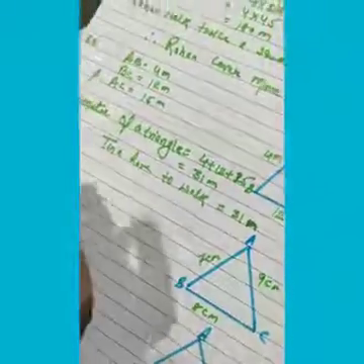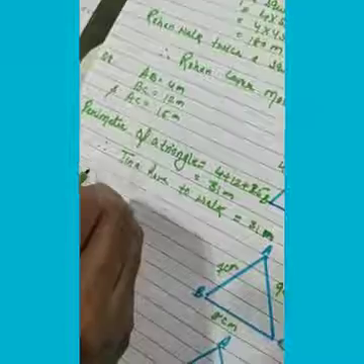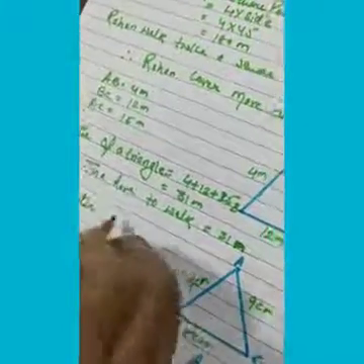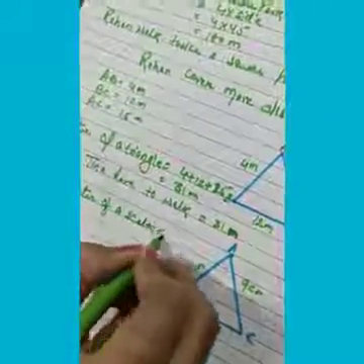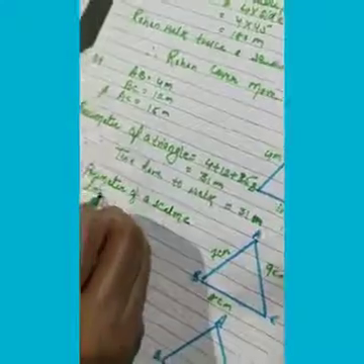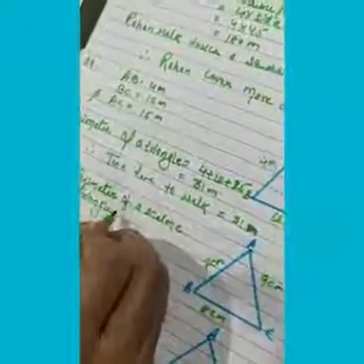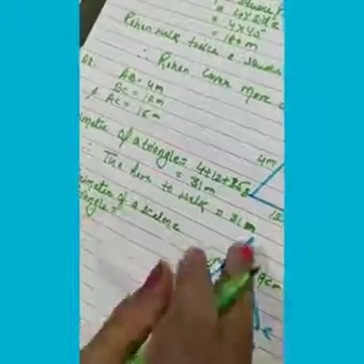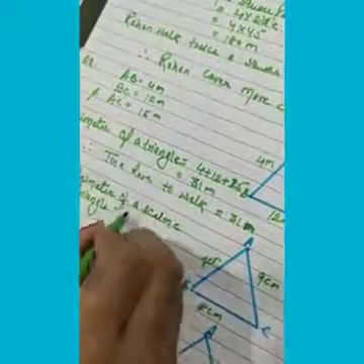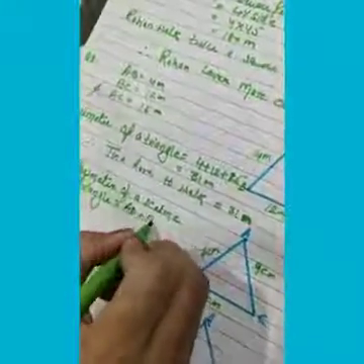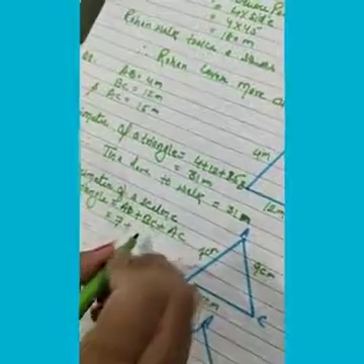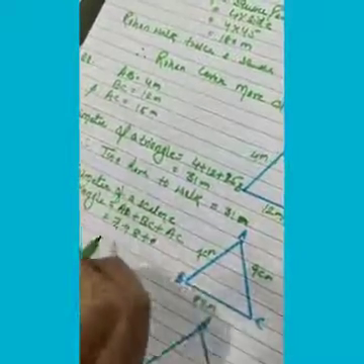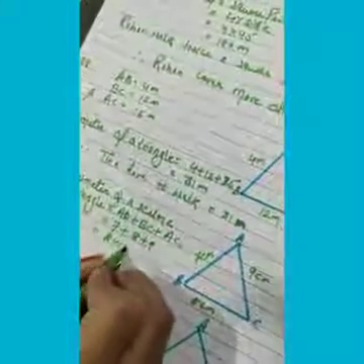After that, you have to find the perimeter of a scalene triangle. So perimeter of a scalene triangle equal to, same process, you have to add 3 sides, AB plus BC plus AC. Okay, 7 plus 8 plus 9, total will be 24 centimeter.